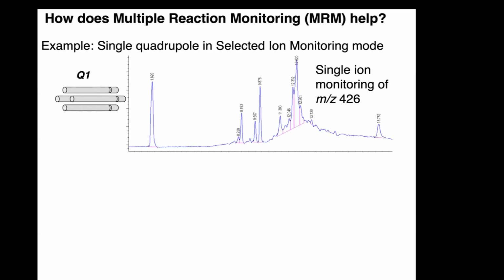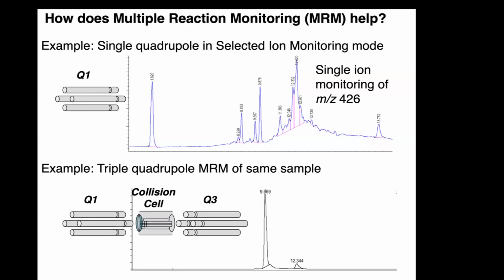So we can take the same sample, the same serum extract, and analyze it on a triple quad using an MRM method, where we set the first quadrupole to isolate the precursor M over Z of 426. We fragment this in the collision cell, and then only let a particular fragment ion, in this case M over Z 196, pass through. The upper trace on the single quad neatens up quite nicely on the triple quad, so you can get much better quantitative information using the MRM method.